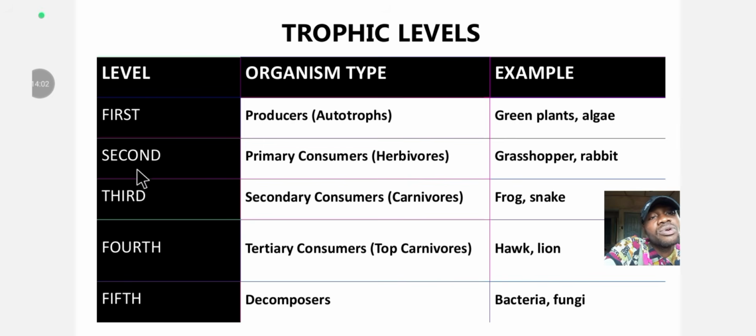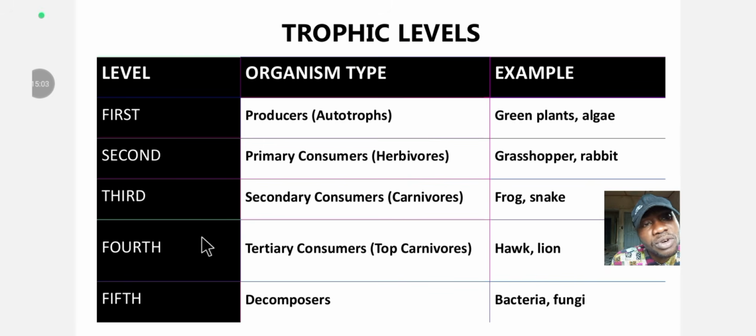The secondary trophic level is the primary consumers. And what are the primary consumers? They are herbivores, animals that feed only on herbs. Those animals include grasshopper and rabbits and so on. The third trophic level, we have the secondary consumers. The secondary consumers are carnivores, and there are levels to these carnivores. You have carnivores like frog and snake as the secondary consumers. They are carnivores that feed on smaller animals.